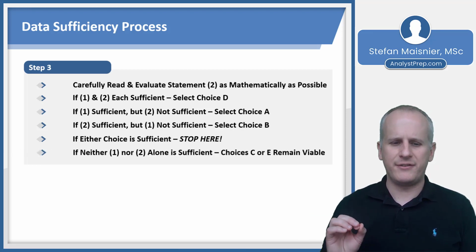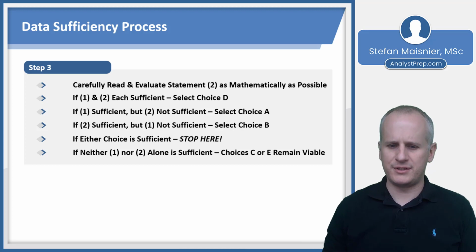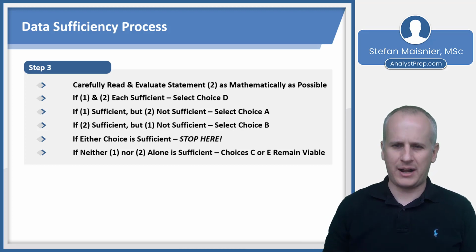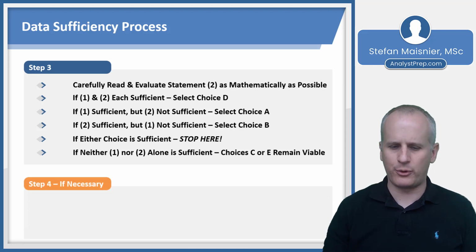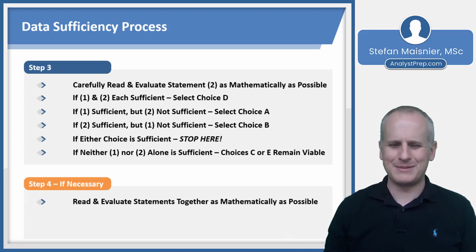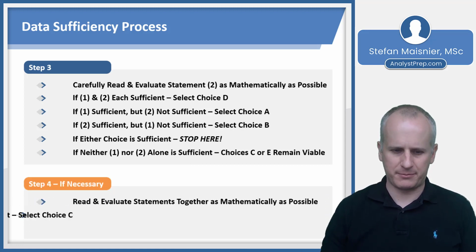But if neither 1 nor 2 alone is sufficient, then your options are going to be C or E, and we have to go to step 4, which is to read and evaluate the statements together as mathematically as possible.